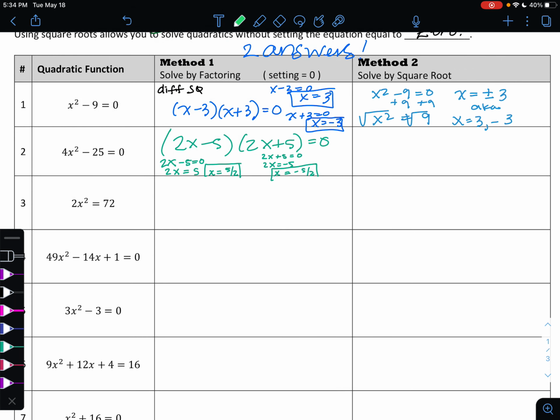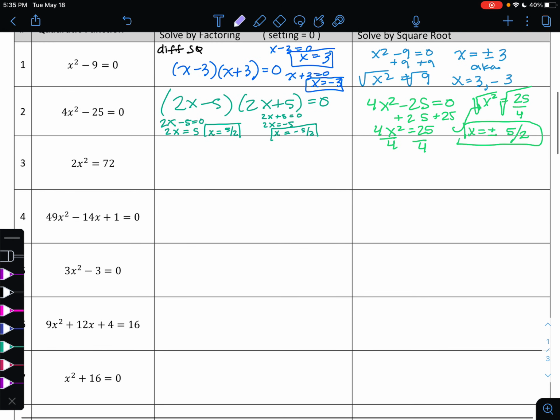Okay, if I solve by square root, I can add 25 to both sides. I'm going to divide both sides by 4. Okay, so here's where that square rooting comes in. So I get x equals plus or minus the square root of 25 is 5 and the square root of 4 is 2. Notice I get the same 2 answers.